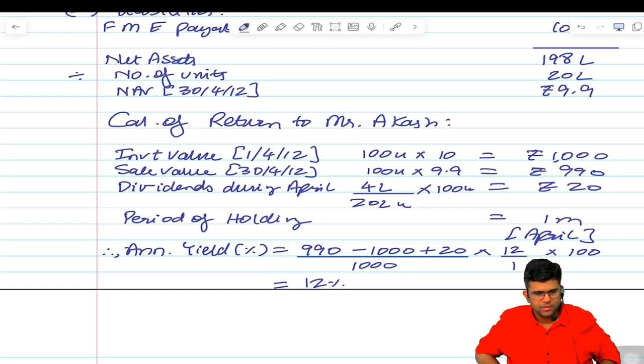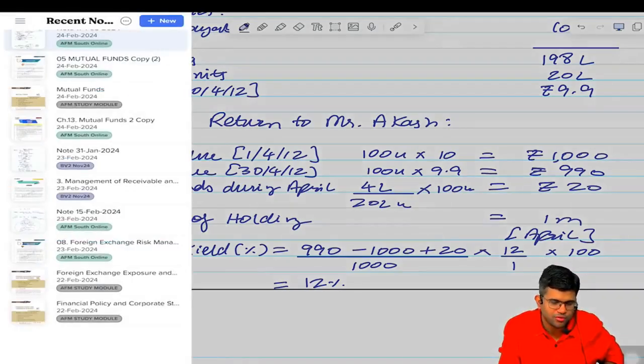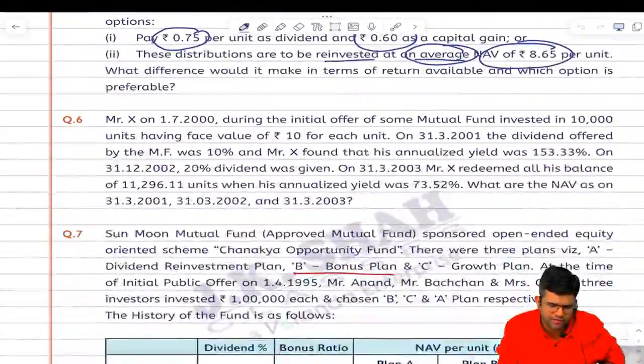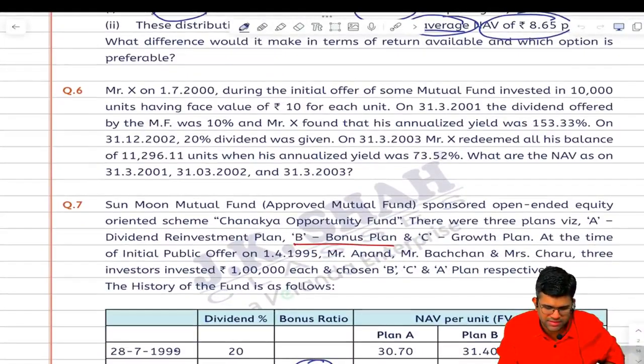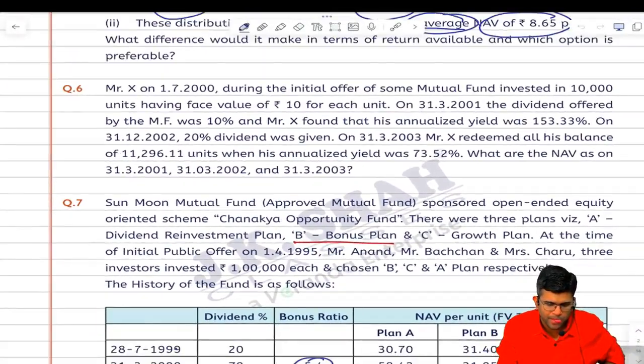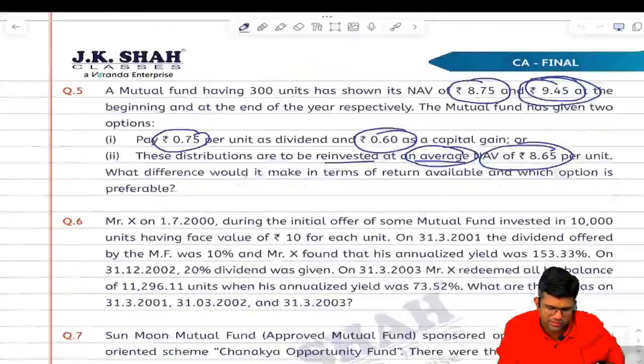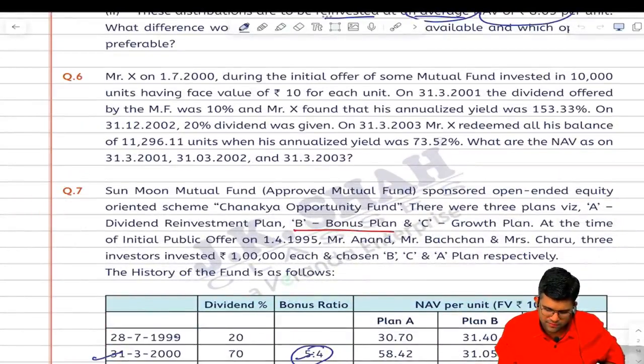Ready? Okay, last question for the day. And now we will come to one of the most frequently asked questions again. It's a very well made question. Question number 6. So the 6, 7, and 8, these three are the favorites.